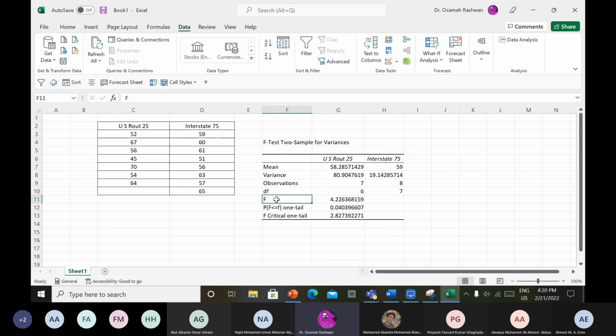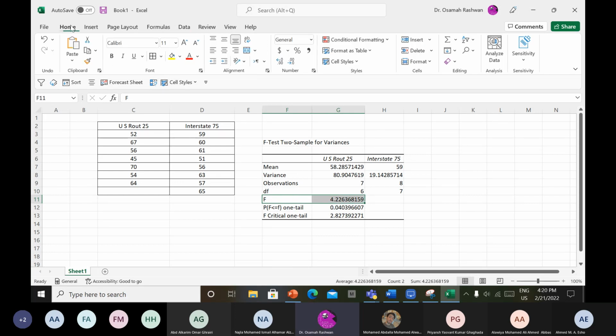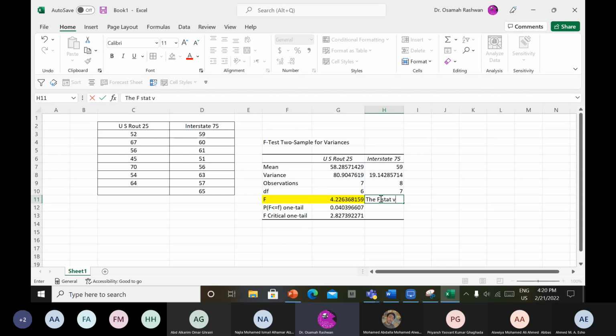Okay, this is what? This is the stat value, yes, so I will shade this one. I call it the stat value. This is the F stat. Now I have to decide: shall I go for one tail or two tail?